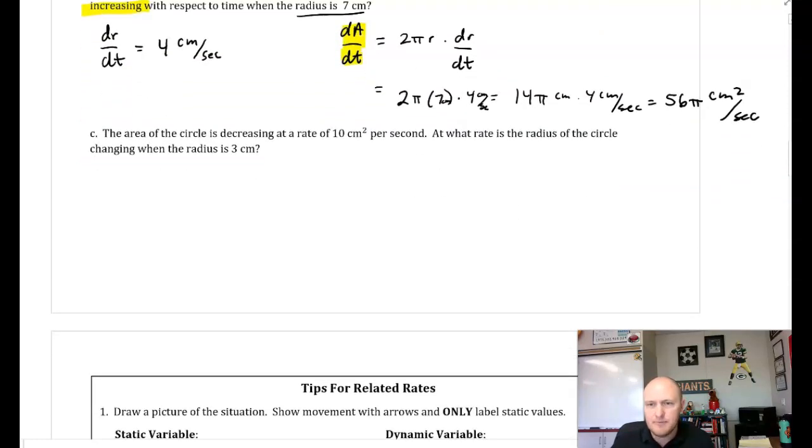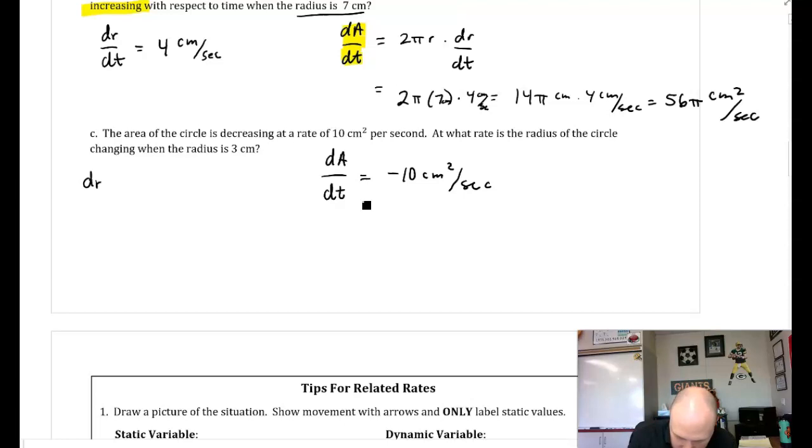All right, C. The area of the circle is decreasing at a rate of 10 centimeters per second. dA/dt is equal to negative 10 centimeters squared per second. At what rate is the radius of the circle changing when the radius is 3 centimeters? Okay, so they want us to find what is dr/dt when the radius is equal to 3 centimeters. That's what we need to find.